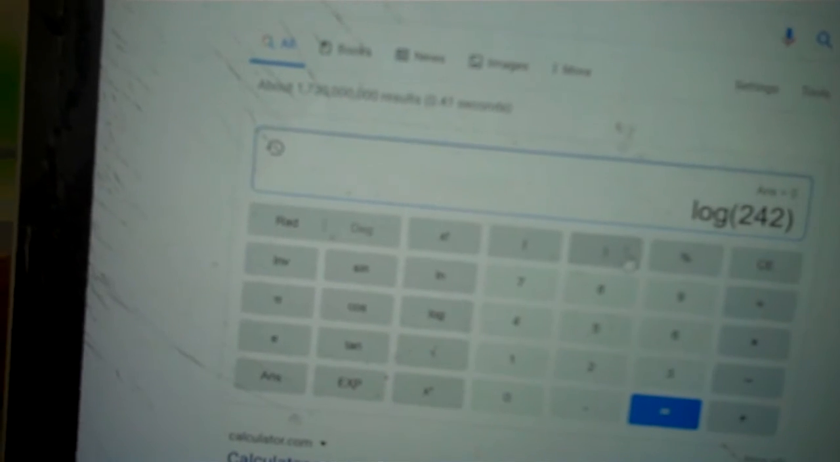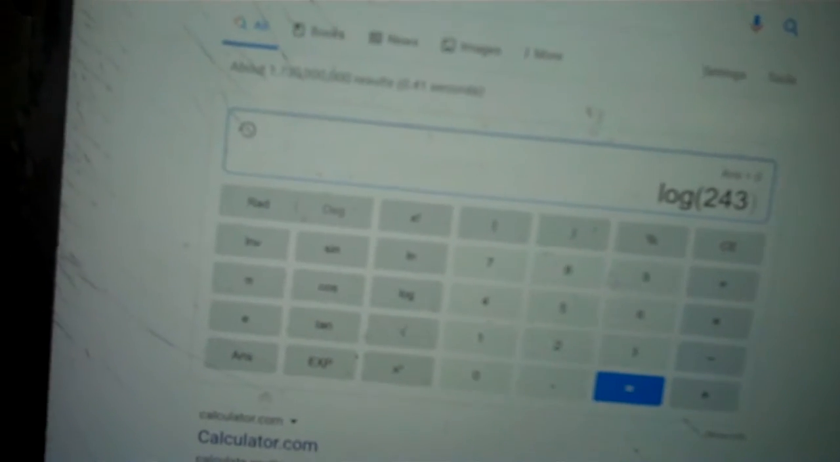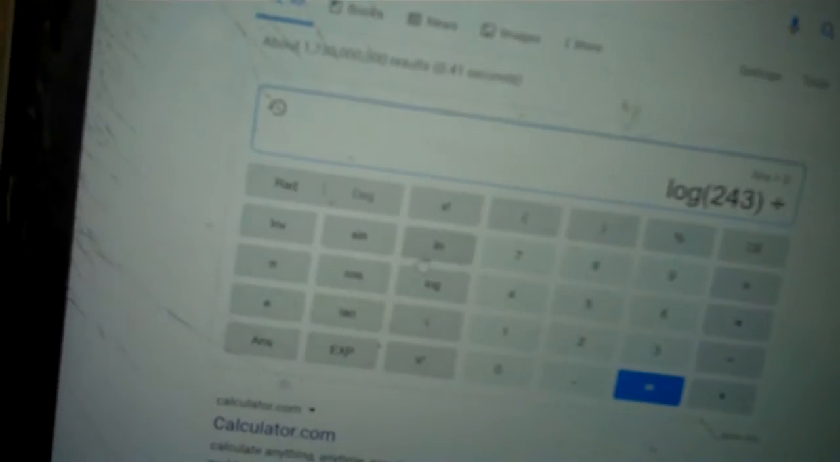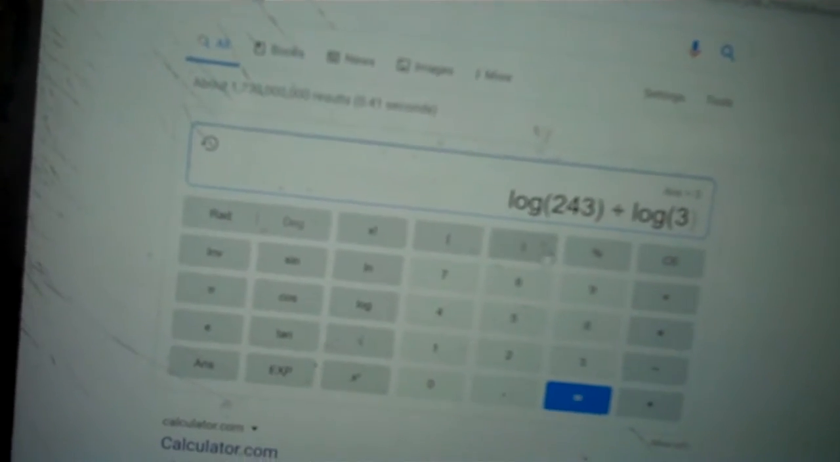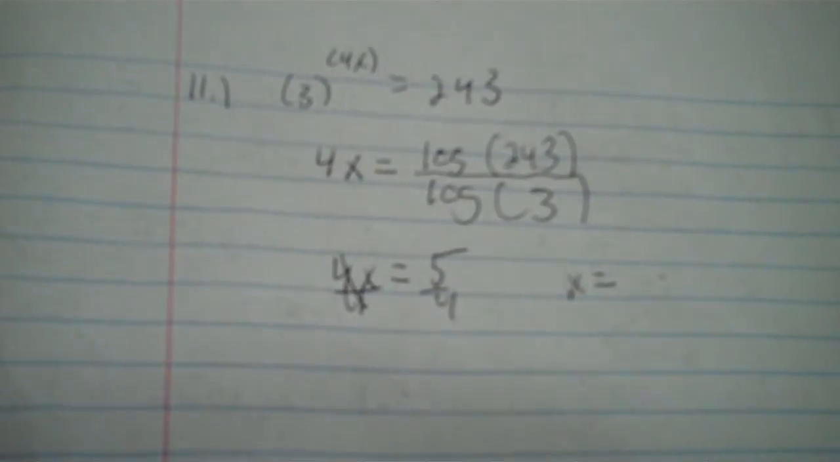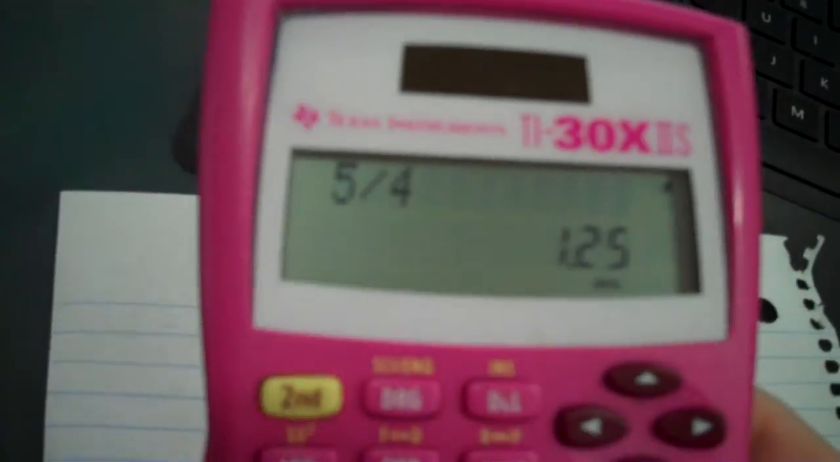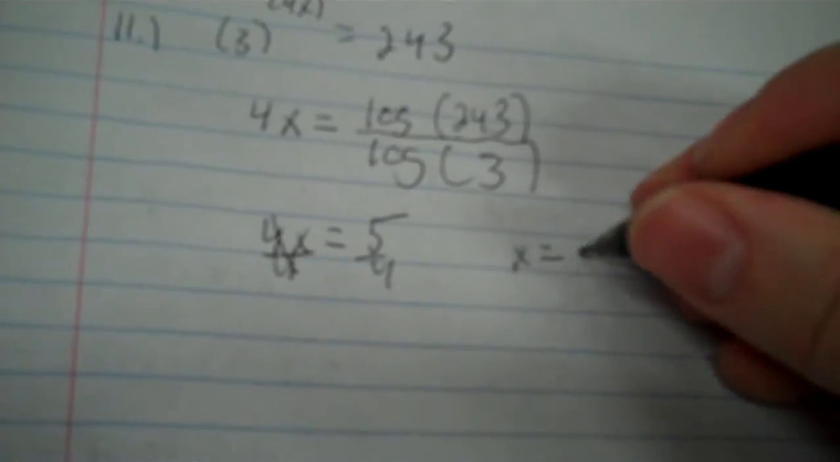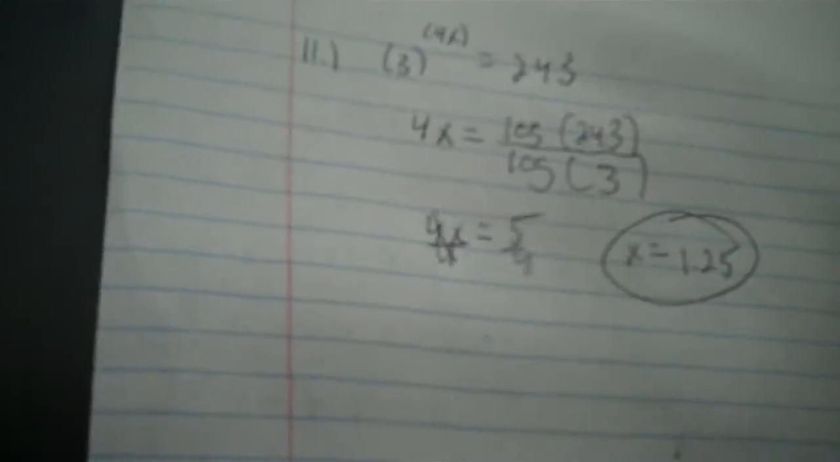Okay, and that pops up. So we'll go log 243 divided by log 3. Hit equals, you get 5. So 4x equals 5. Then you divide both sides of that by 4. 5 divided by 4 is going to be a decimal. A lot of these are decimals. So 5 divided by 4 is 1.25. That's the answer.